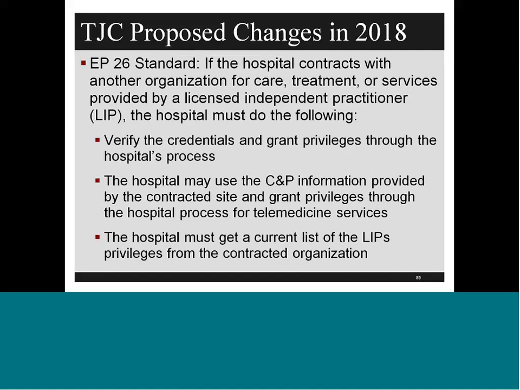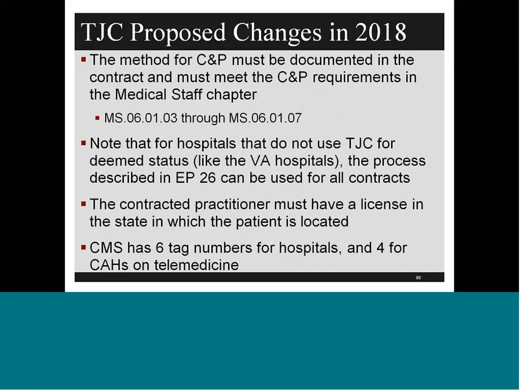And part of this was, again, looking at telemedicine, and Joint Commission changed the standards 3 times in an attempt to try to meet what CMS was looking for. Again, you've got to get a current list of the licensed independent practitioner privileges from the contracted organization, again, for telemedicine. So we want to have psychiatrists, or we want to have their dermatologists be able to read these. You've got to document the method.